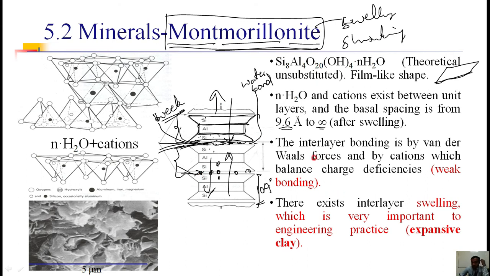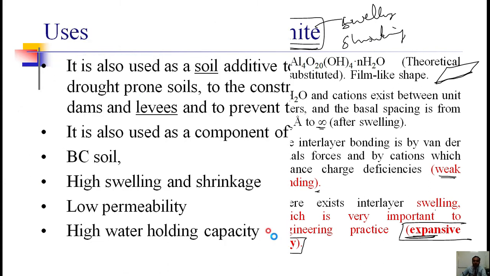Now the interlayer bonding is by van der Waals forces and by cations which balance charge deficiencies. Therefore this becomes a very weak bond. There exists interlayer swelling, which is very important to engineering practice. We call it an expansive clay. This is called expansive. Why? Because it expands, that is called swelling. Therefore we call it expansive clay.